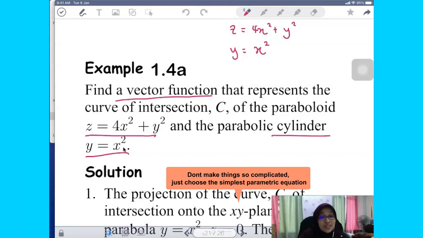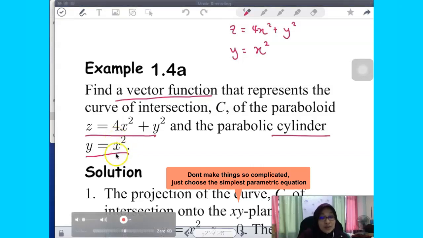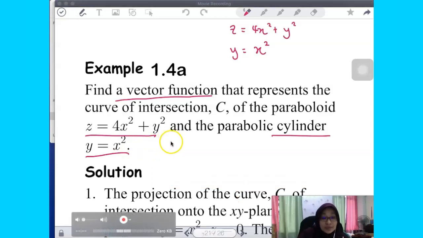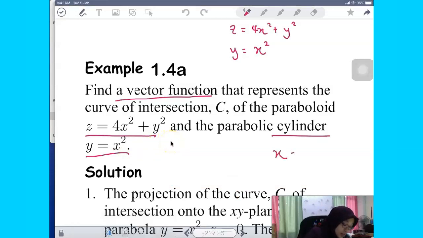Now what is the simplest parametric equation of x? Since x is the independent variable and everything depends on x, you are free to choose any parametric equation for x. So let's choose the simplest one. Can you tell me what is the simplest parametric equation of x?